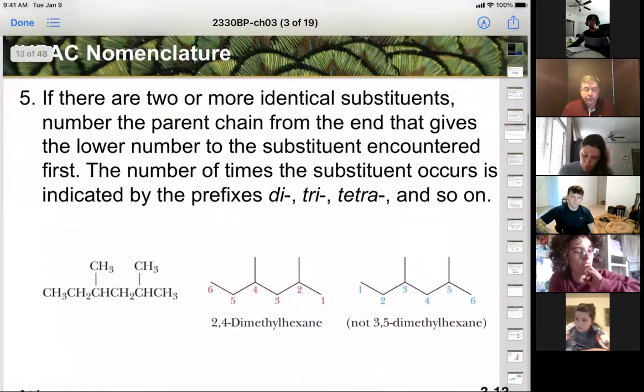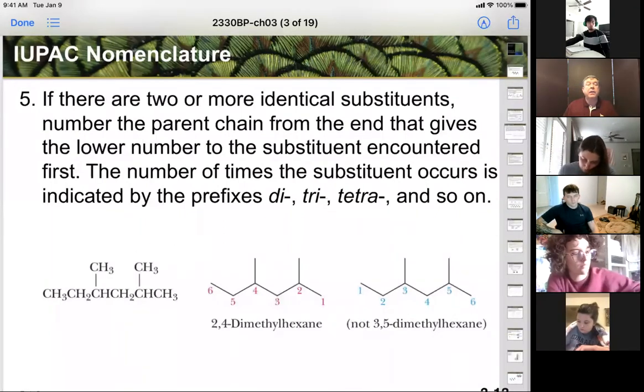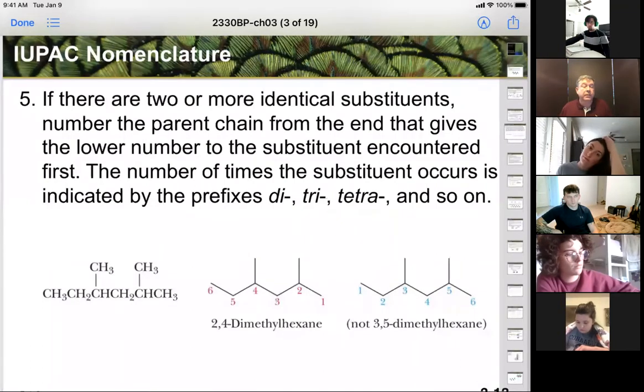Well, there are 2 options here. If they are identical substituents, we can say we have 2 of those methyl substituents, and we can call them dimethyl. We just have to show which carbons they're on. Okay. We can have 3 methyl groups and call them trimethyl, or 4, tetramethyl. So if they're the same, we can use that di, tri, tetra that we would use traditionally. Okay. But we also want to make sure that we have the lowest number possible.